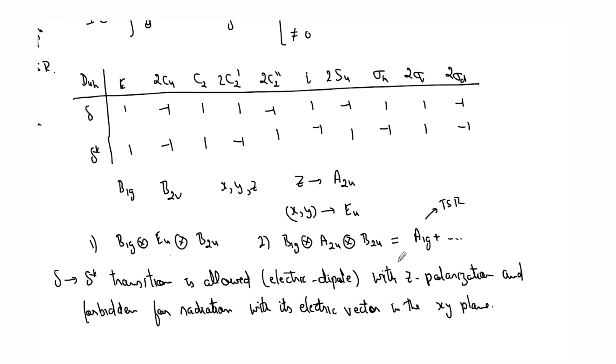With this, we finish the direct product application, and in the next class we'll be looking at symmetry adapted linear combinations. So we'll be looking at chemical bonding and all.